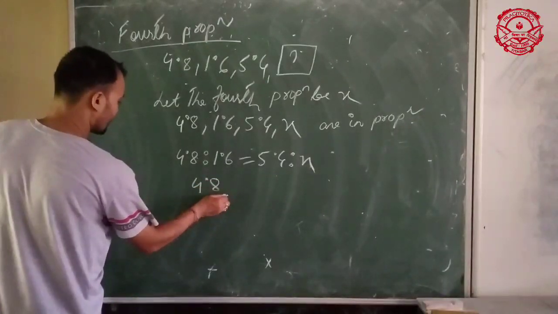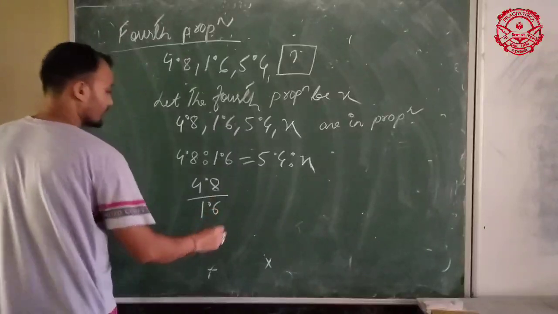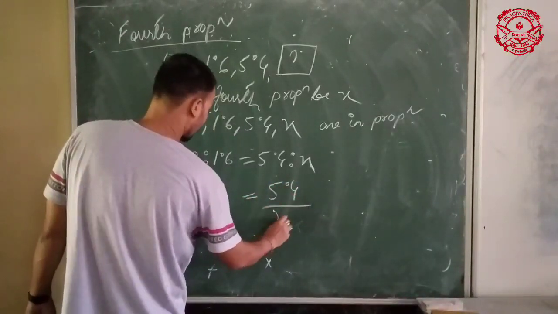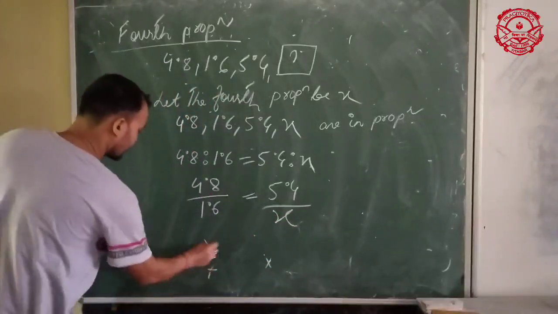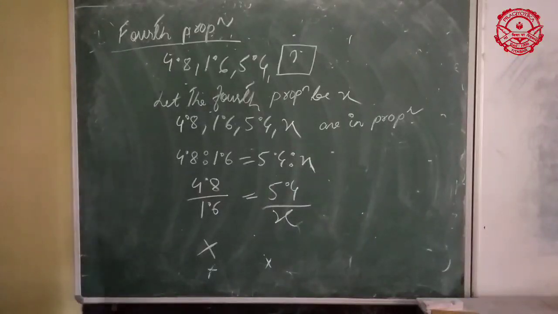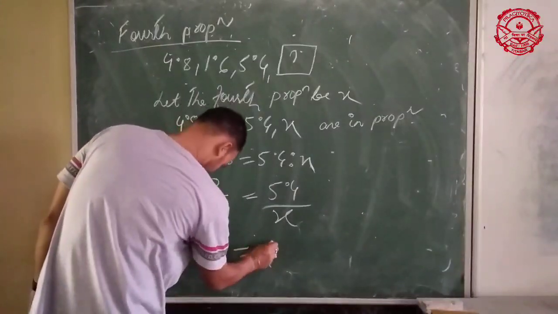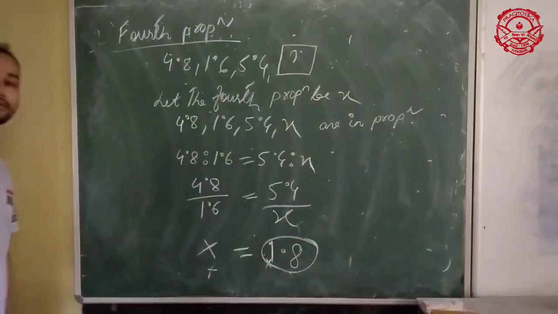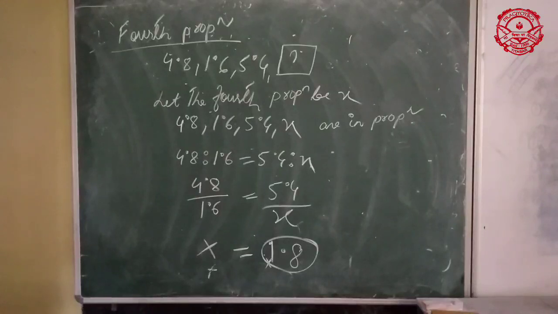4.8 divided by 1.6 equal to 5.4 divided by x. Now if you calculate this, the value of x will come to be 1.8. Yes. If you calculate this, you get the value of 1.8. Fine.